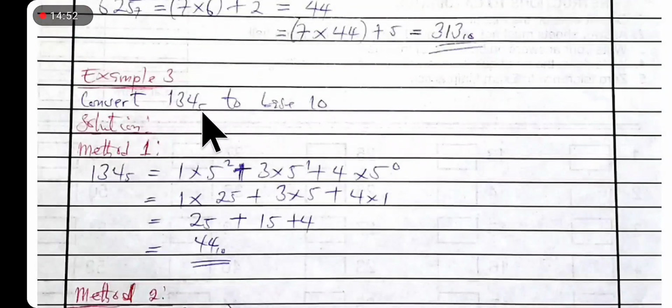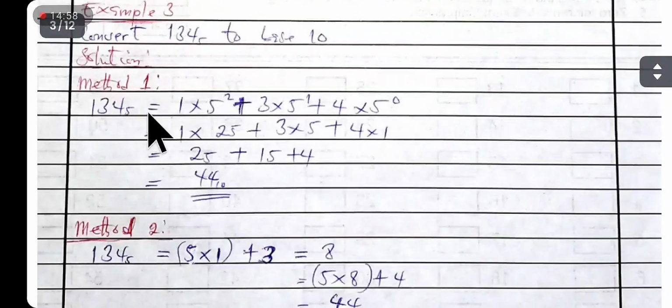Then the next example, convert 134 in base 5 to base 10. Then let's use the first method to solve this. Of course, this is the expansion method. You have to expand.